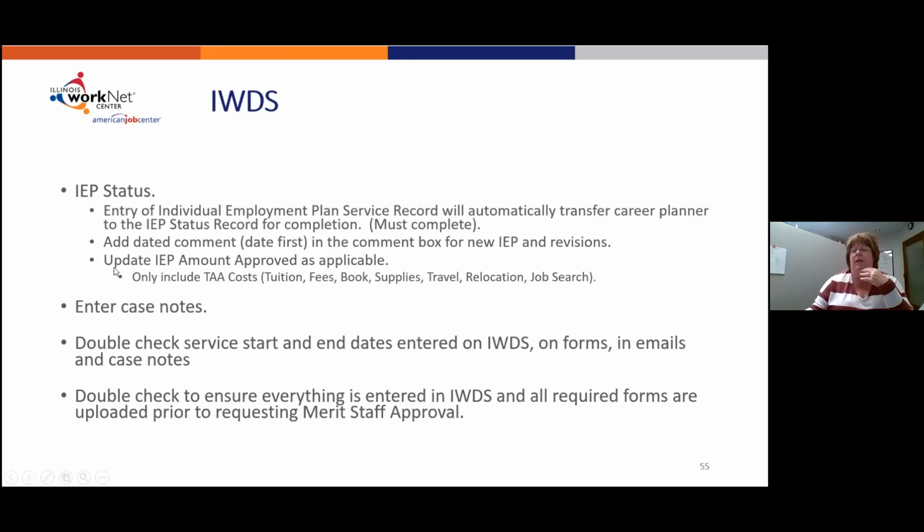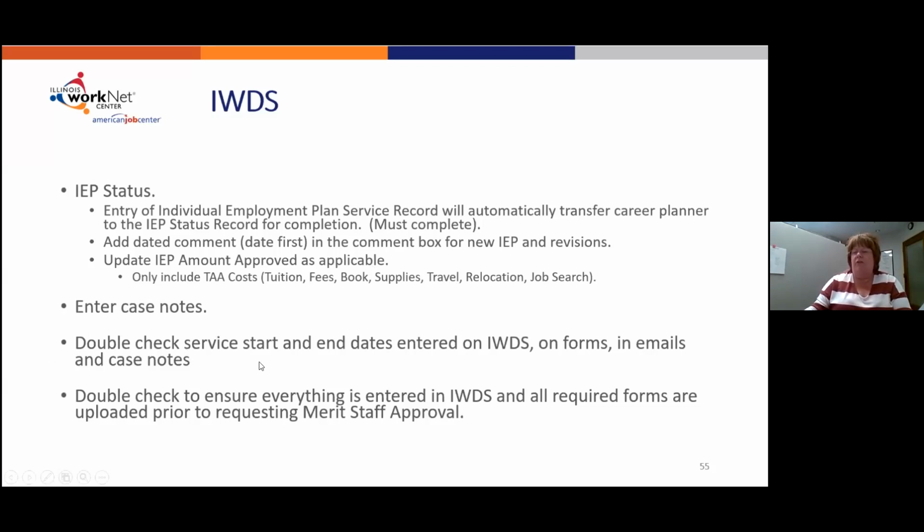And on the IEP status also, there is an IEP amount approved box that needs to be updated as applicable. And in that box, you only include trade costs, which is like tuition fees, books, travel, supplies, relocation. Do not include any WIOA costs that are paid for that participant in that IEP amount approved box. You're going to enter your case notes in IWDS for the whole progression of the participant through the program.